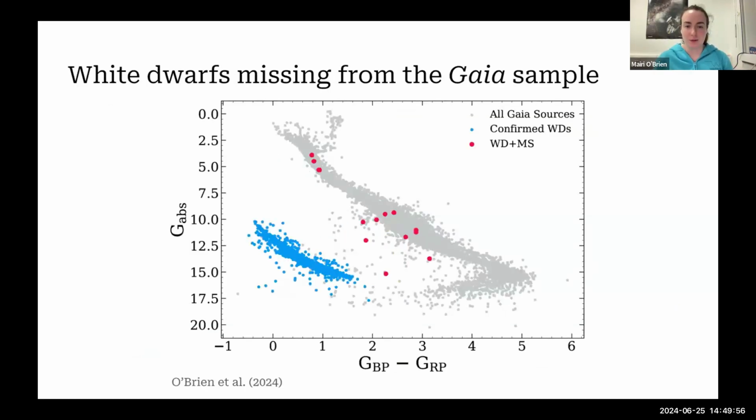So all of the white dwarfs that we've confirmed within that volume were just selected from the catalogue, which did a cut around the white dwarf area of the HR diagram. But that doesn't mean we found all the white dwarfs within 40 parsec. So there are definitely some white dwarfs missing from the Gaia sample.